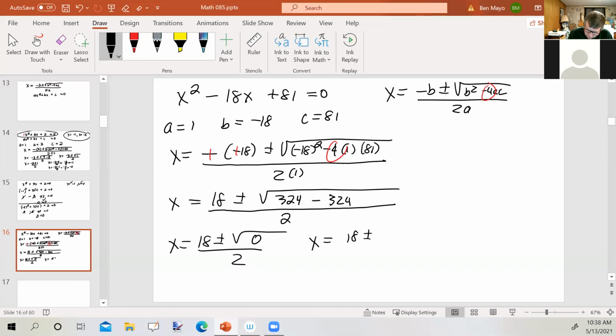Plus or minus the square root of 0, which is 0, all over 2. Well, 18 plus 0 and 18 minus 0 are still both 18. So basically, x equals 9. So we actually get 2 solutions, but they're both the same. So they're both 9. All right. Any questions about this example? Let's go on to another one then.